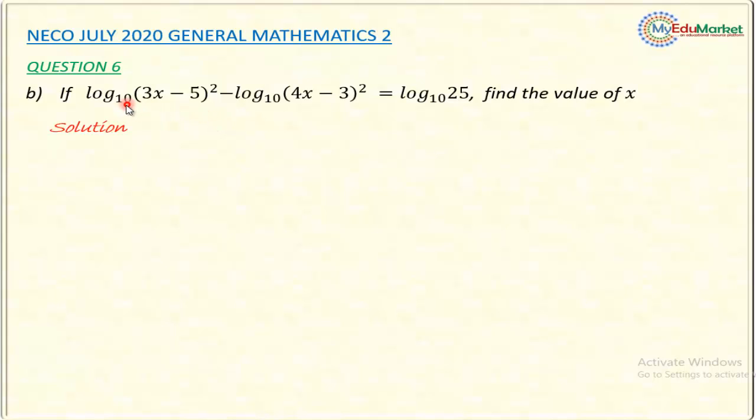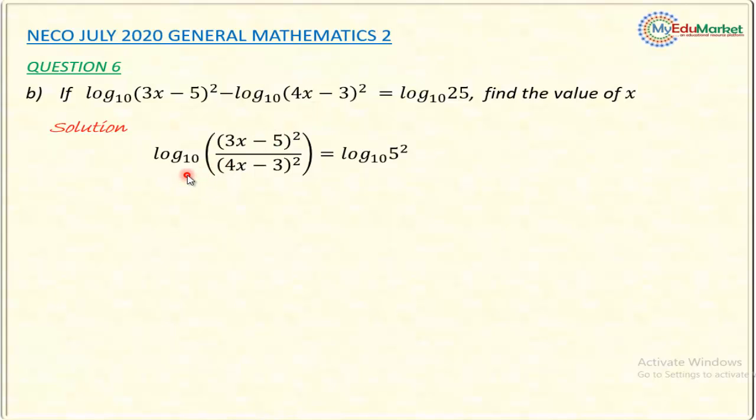So looking at the equation, log to base 10 of (3x minus 5) whole squared, minus log to base 10 of (4x minus 3) whole squared, equals log to base 10 of 25. So applying the logarithm law, subtraction says we divide, addition says we multiply. In this case I am subtracting log to base 10 of the first bracket minus log to base 10 of the second bracket. So if I factor log to base 10 out, I'm going to divide the first bracket by the second bracket. There I am applying the law of logarithm.